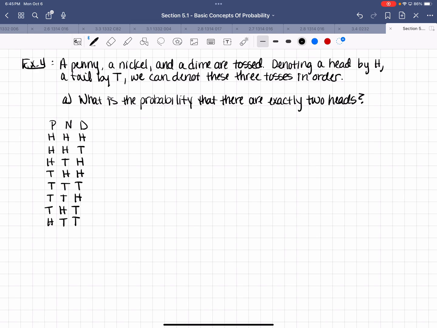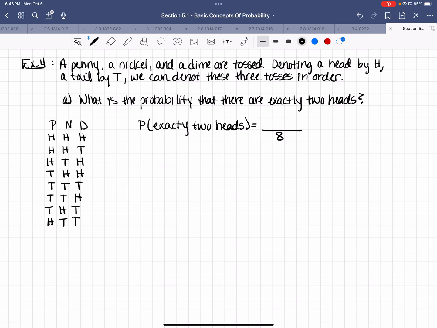So how many possible outcomes are there? What's my sample space? How many are there? 8, that's correct. And we want the probability of getting exactly 2 heads. Okay? Well, there's a total of 8 possibilities. That's what you listed on the side right there, was the possibilities that you could flip.